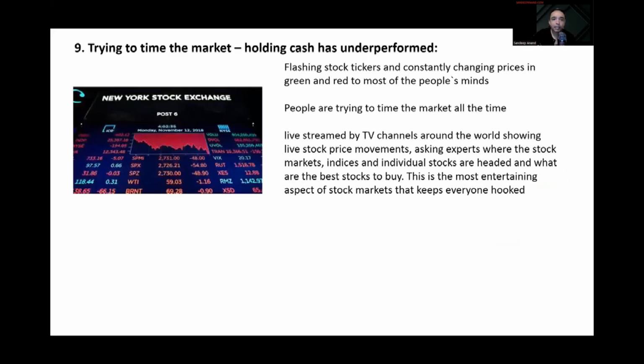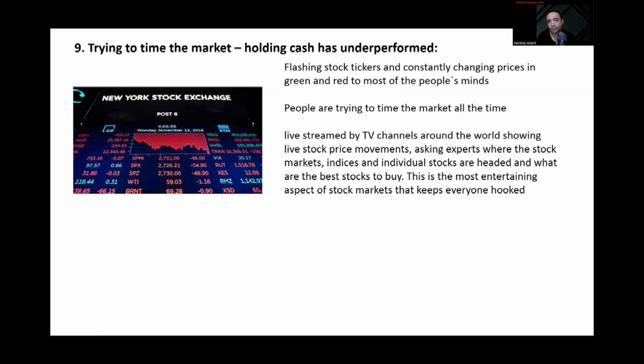The mistake number 9, trying to time the market. This is the most common mistake out there in the market. The number 1 mistake, if you say out of all 15, this will be the repeated mistake by everyone, including me. All of us keep doing this. In spite of knowing that we can't time the market, we try to hold cash, we try to stay out. We tend to stay aside. We tend to buy more. We are always looking to time the market.